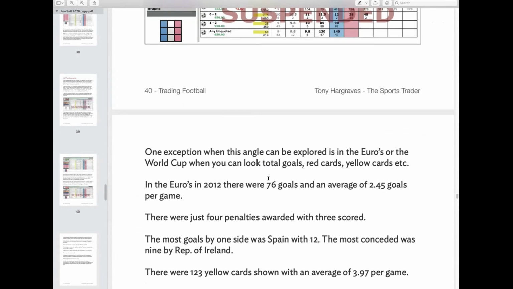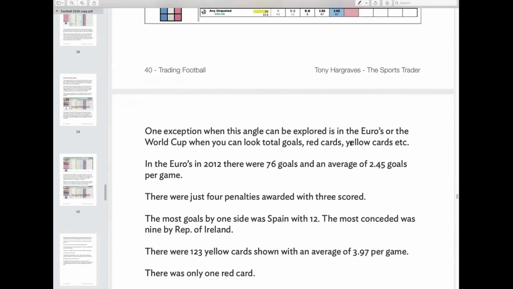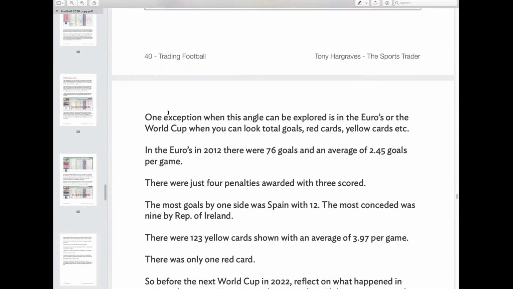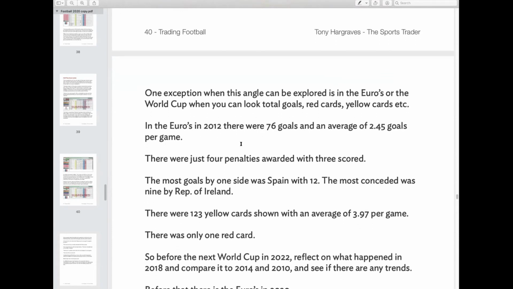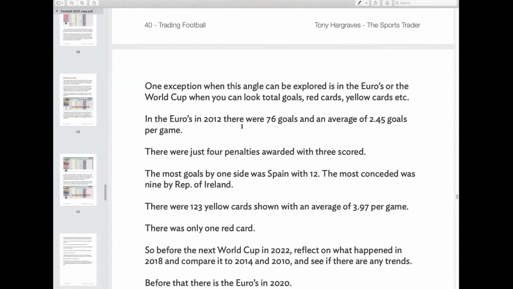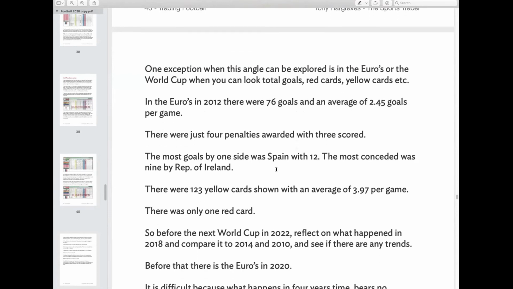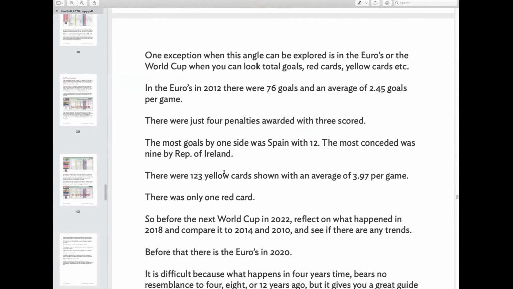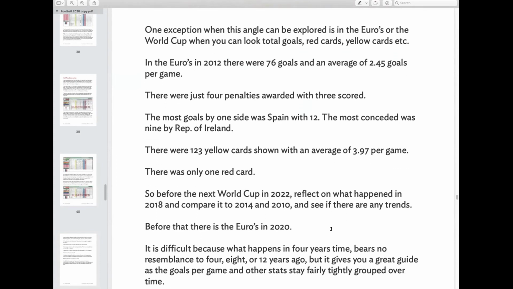So one exception when this angle can be explored is in the Euros or World Cup. You can look at total goals, red cards, yellow cards, away from those normal markets that I trade. So in the Euros in 2012, it's 76 goals, average of 2.45. You go and have a look at it now and you see it's all different. So before the next World Cup in 2022, reflect on what happened in 2018, compare it to 2014 and 10, see if there's any trends.